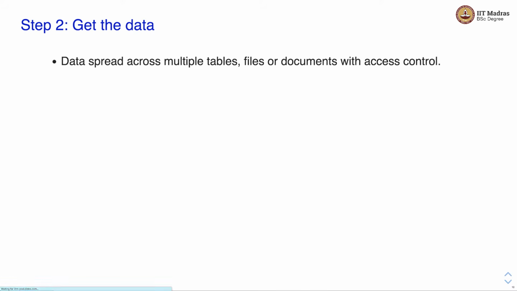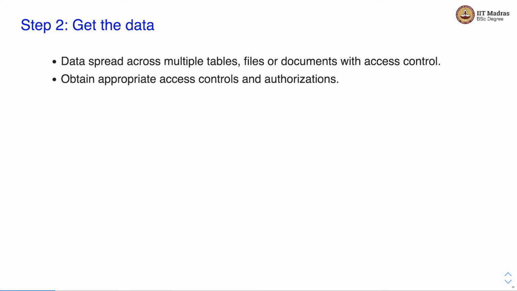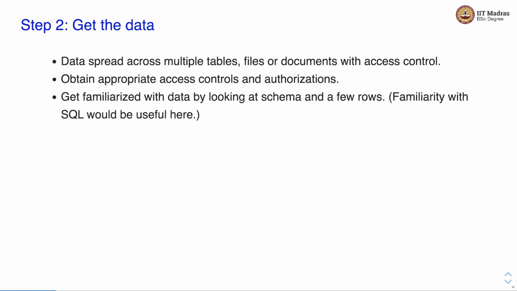The second step of the process is to get the data. The data is usually spread across multiple tables, files, or documents with access control. We need to obtain appropriate access controls and authorizations to access this data. Then we generally get familiarized with data by looking at the schema and few rows. In this step, familiarity with SQL would be very useful.